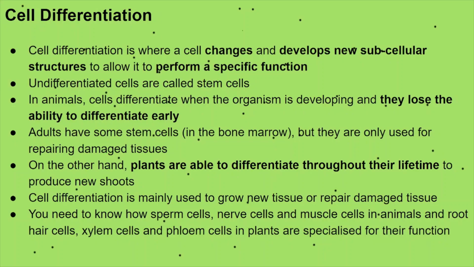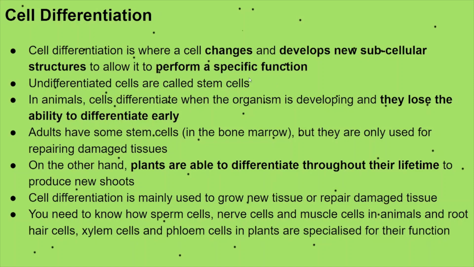Okay, on to a quick bit about cell differentiation. This is pretty easy to understand. It's mainly just a definition, really. So cell differentiation is where a cell changes and develops new subcellular structures to allow it to perform a specific function. It's essentially when your average cell turns into, I don't know, a nerve cell, or the specific cells that you hear about.